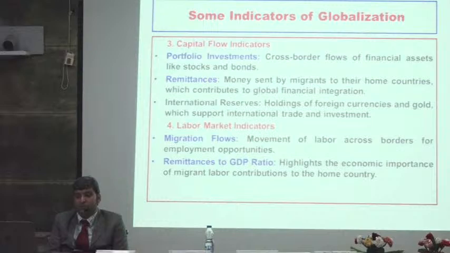Remittances to GDP ratio. Remittances we have already explained: the earnings sent back by the migrant people, and we can measure them as a GDP ratio. If this ratio is increasing, then we can say that labor migration is increasing because more people are outside the country and they are sending more money, and then we compare that with GDP. So this is a quantitative measure of labor market globalization.